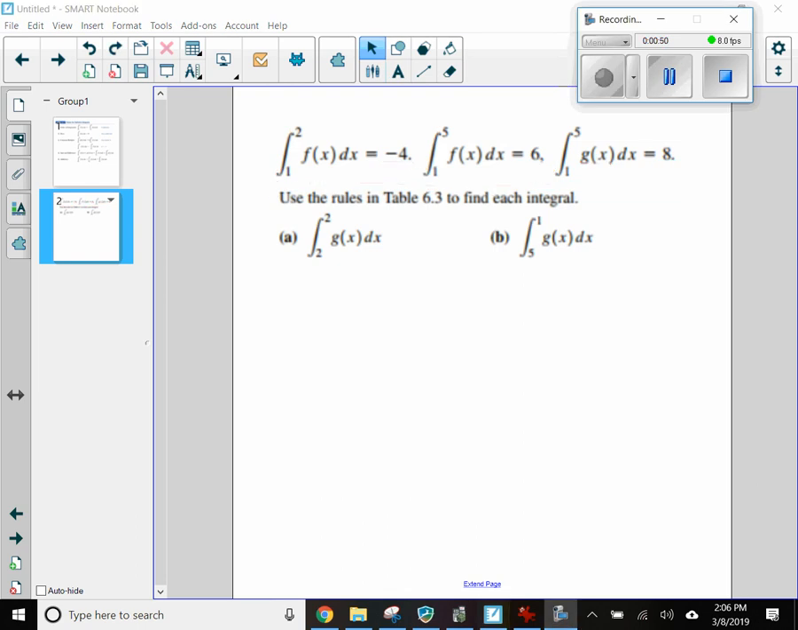Well, let's start with problem A right here. It wants to know the definite integral from 2 to 2 of g of x dx. Now, this is the one that I like the best because it just makes such total sense.